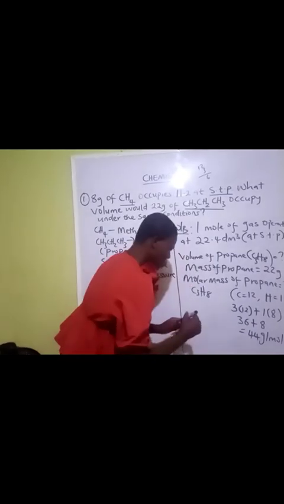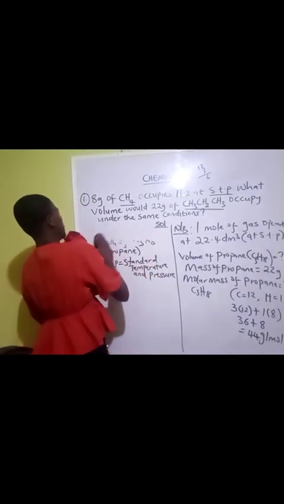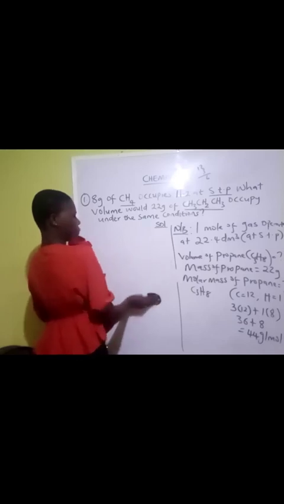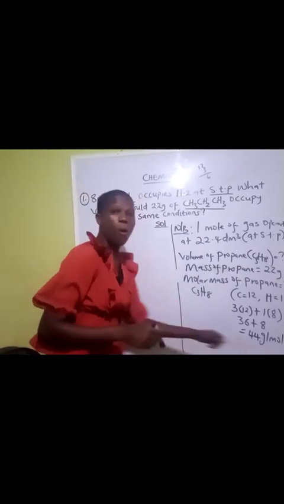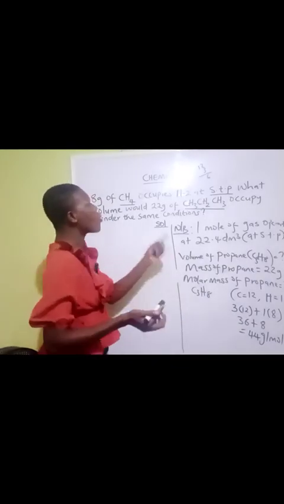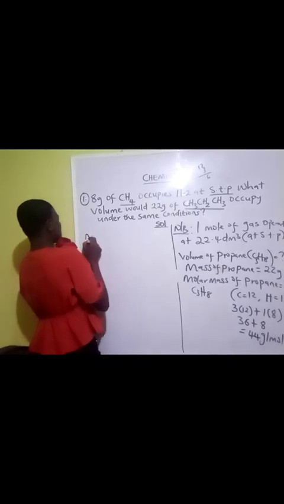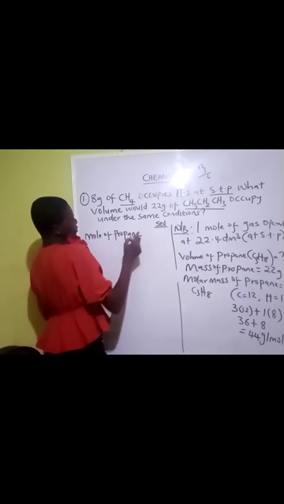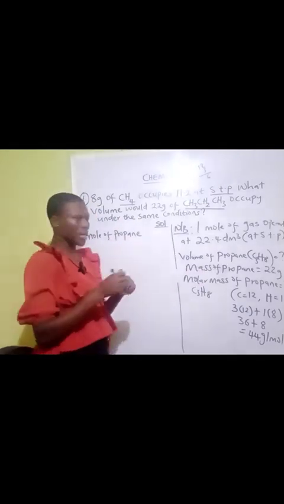So, okay, let's proceed. The molar mass of propane is equal to 44 grams per mole. So we are asked now, how do we get the mole of propane, so we can calculate the volume? For us to do that, we have to calculate the moles of propane. How do we calculate the moles of propane?